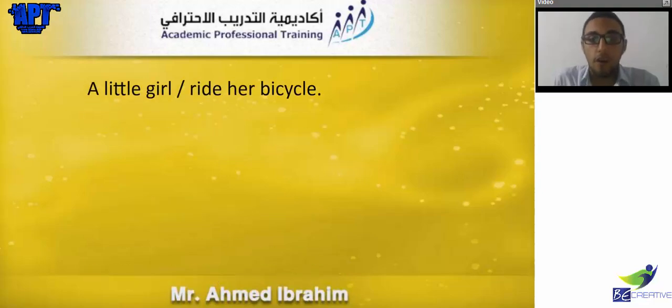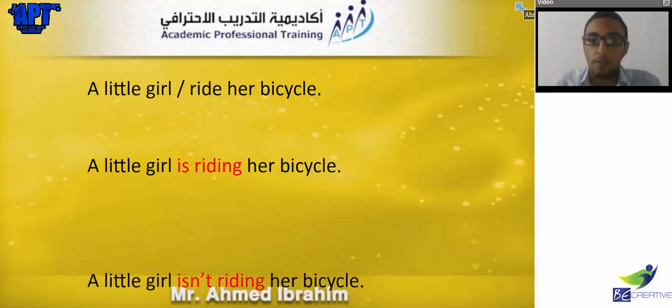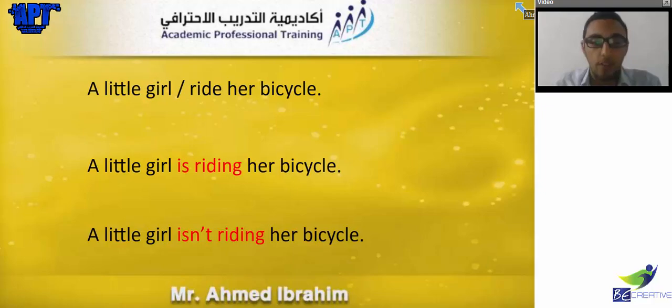A little girl rides her bicycle. You make the sentence, and this time be careful. Focus with the verb. You know, the note we reviewed. Take your time. Now let's go through it. A little girl is riding her bicycle. And as you can see here, no E, no vowel. The negative, a little girl is not or isn't riding her bicycle.